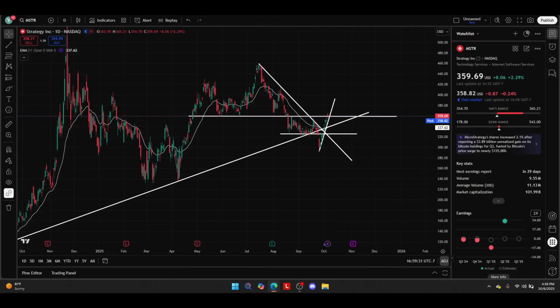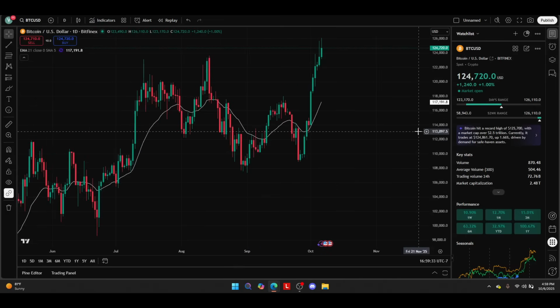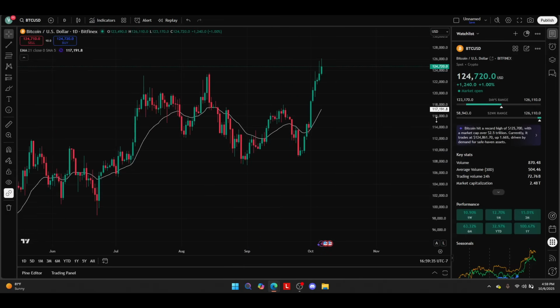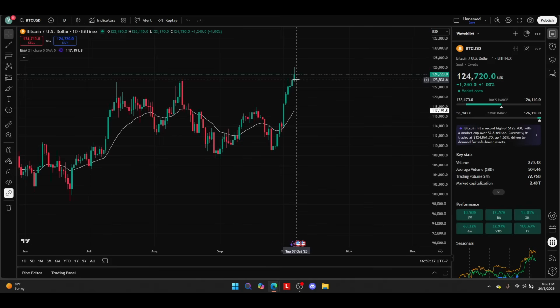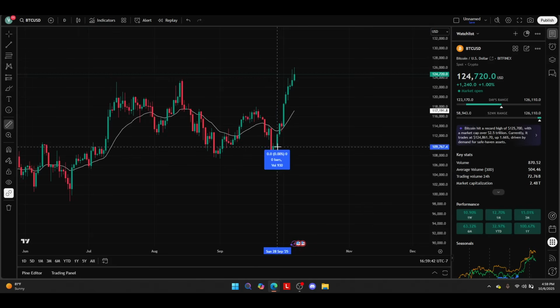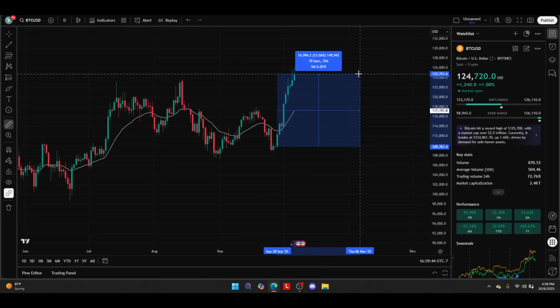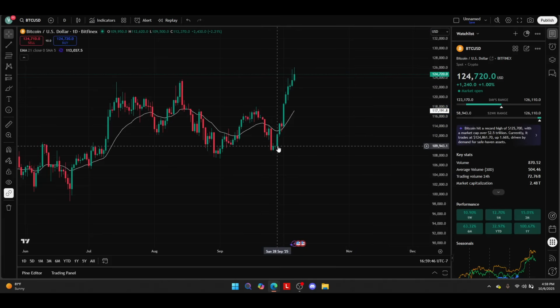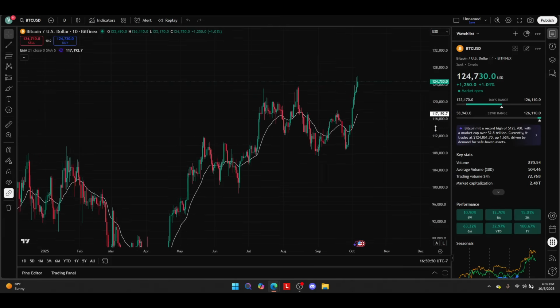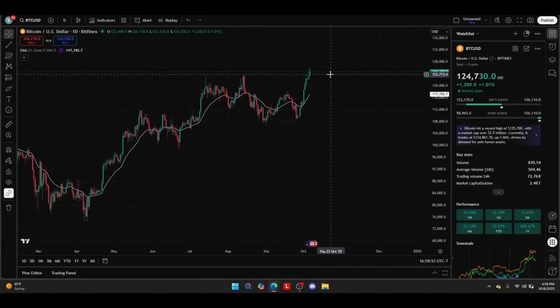Looking at Bitcoin, well, Bitcoin is the darling of the market right now. It's up about 1 percentage point today, but for the past more than a week, it's been going up about 13-14%, from $109,000 to $125,000. So Bitcoin looking pretty good. It's a new all-time high today.